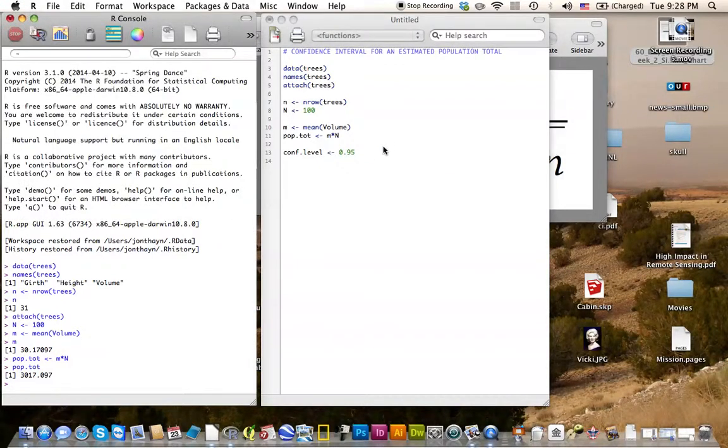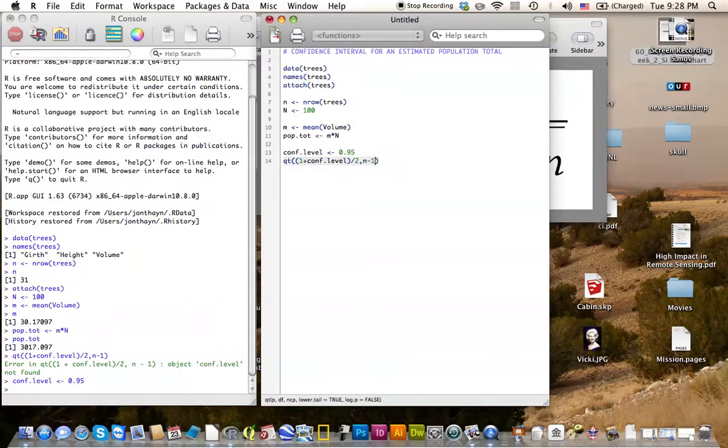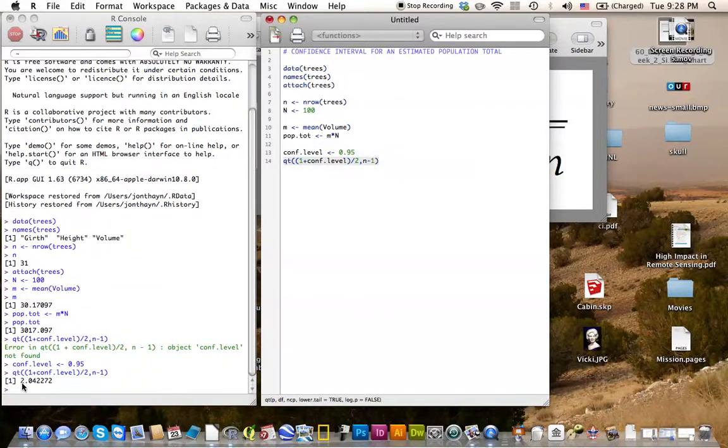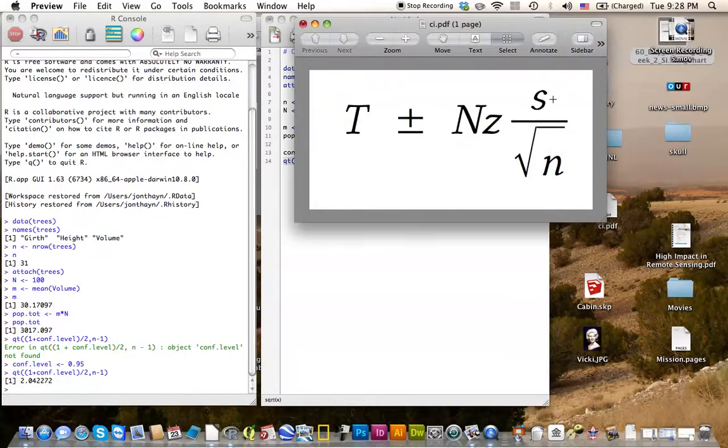So here's how that will look. We're going to use the qt function, and remember we're going to go 1 plus our confidence level divided by 2, and our degrees of freedom are n minus 1. There we go. So if we go within 2 standard deviations of our mean, either 2 standard deviations below or 2 standard deviations above, that will occupy 95% of the area under the t-distribution curve with 30 degrees of freedom. We're going to multiply that by the standard deviation of volume and divide that by the square root of n. So that is this half of that equation, right?